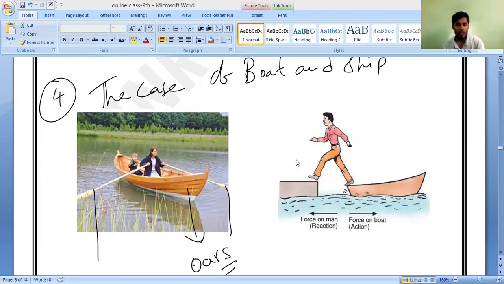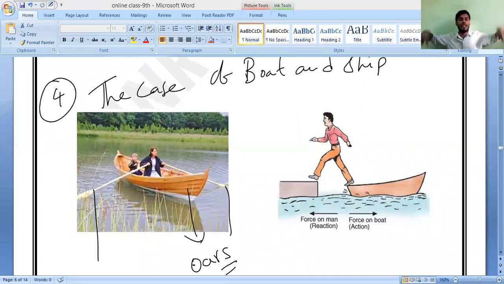Yes, sir. So with these oars, what is happening? She is trying to push the water in the backward or forward direction. If she wants to move forward, what is happening? She will push the water backward. Understanding? So she will push the water with the oars in the backward direction.